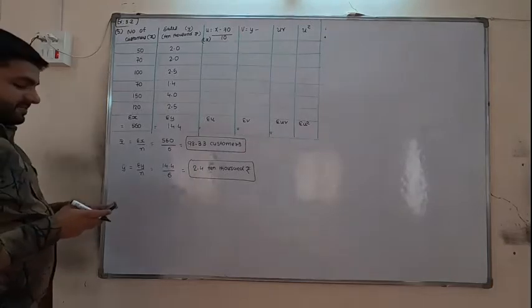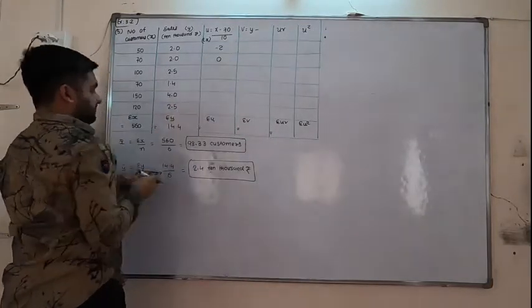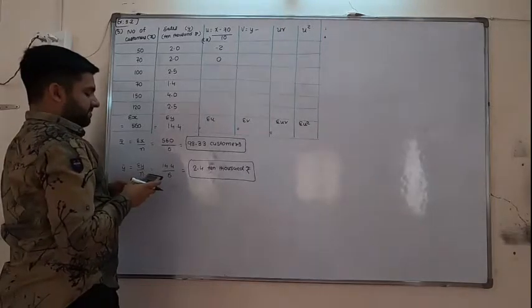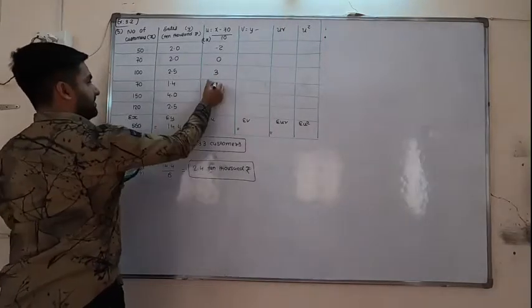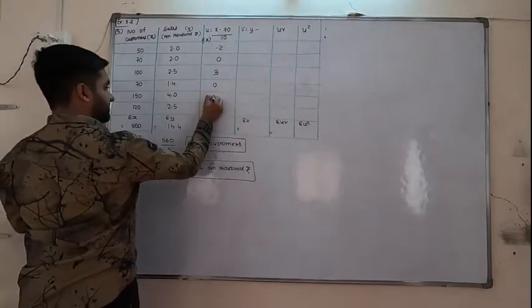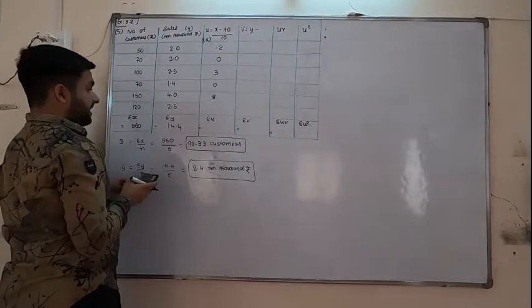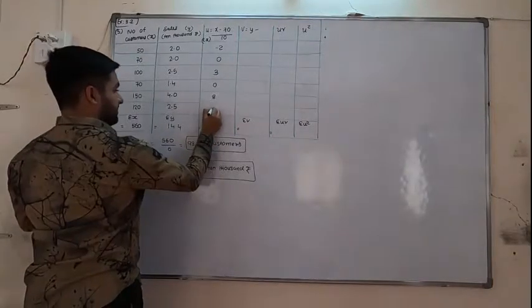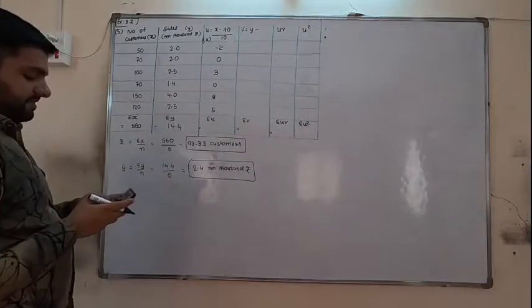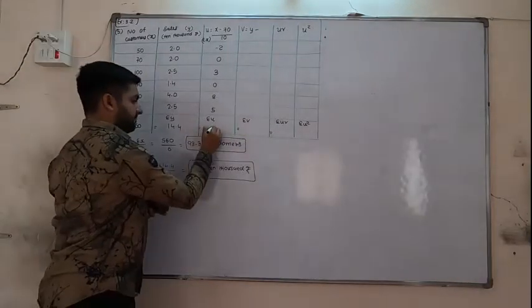50 minus 70 divided by 10, minus 2, here 0. 100 minus 70 divided by 10, 3, here it will be 0. 150 minus 70 divided by 10, 8. 120 minus 70 divided by 10 is 5. So minus 2 plus 3 plus 8 plus 5, 14.